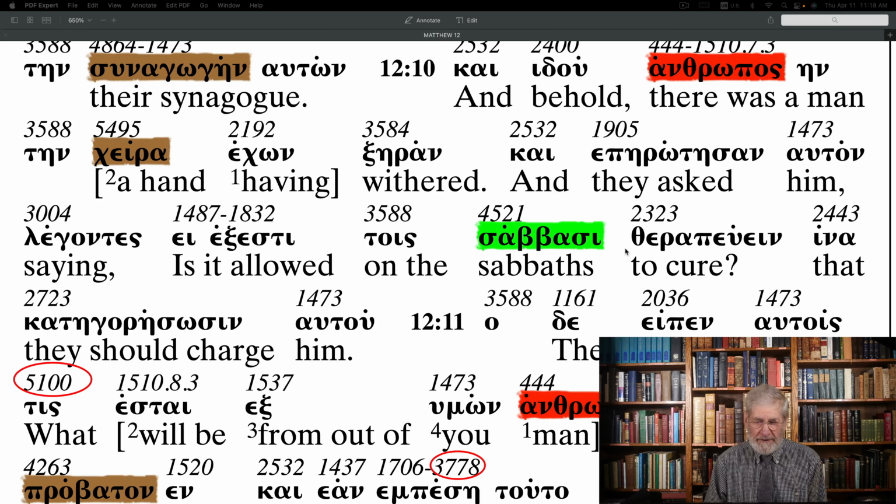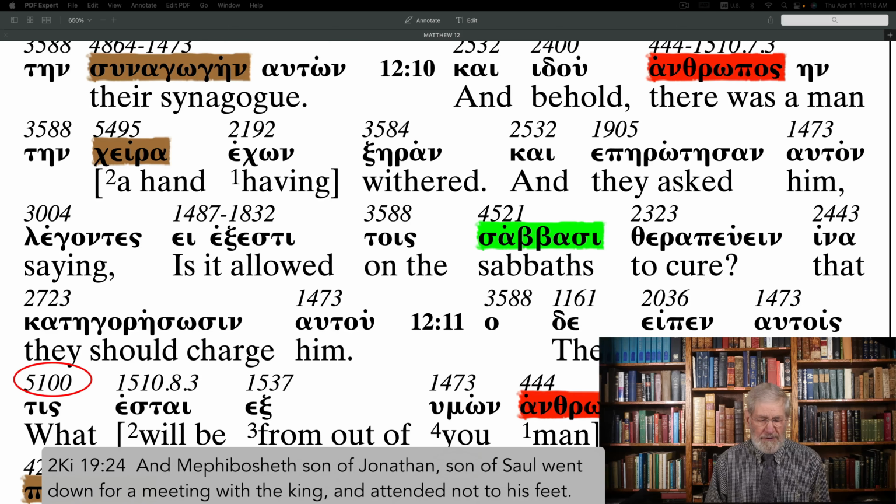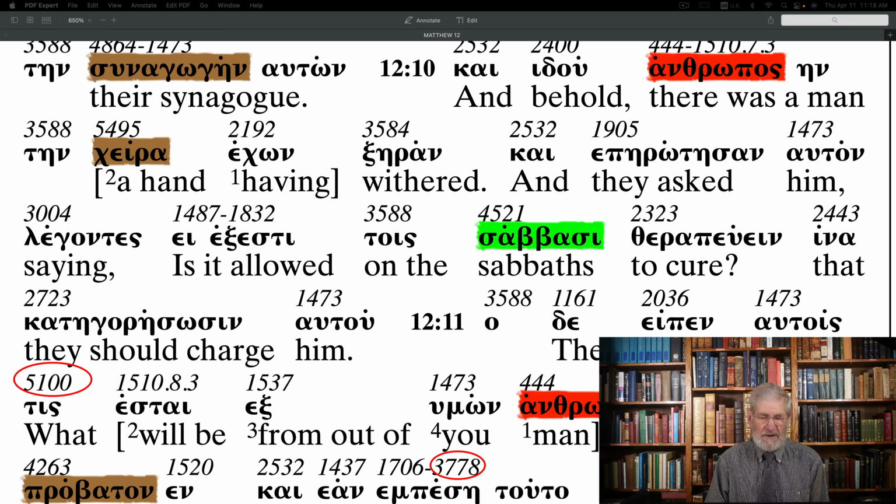It's also translated into English as attend. It appears 8 times in the Old Testament, and there it's generally always to attend, and appears 44 times in the New Testament, generally always to cure. In the Old Testament, 2 Kings 19:24 says, and Mephibosheth, son of Jonathan, son of Saul, went down for a meeting with the king and attended not to his feet. So you wouldn't say he didn't cure anything. There's nothing to do with curing his feet.